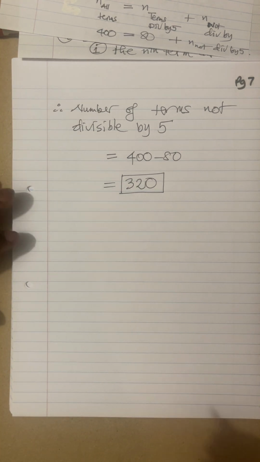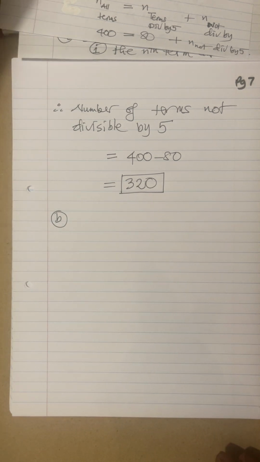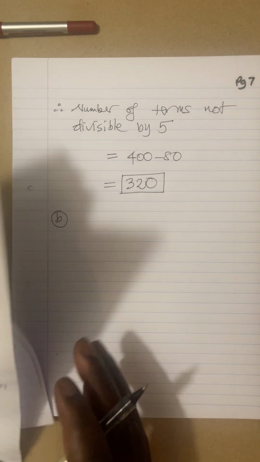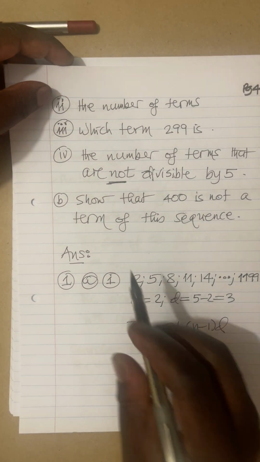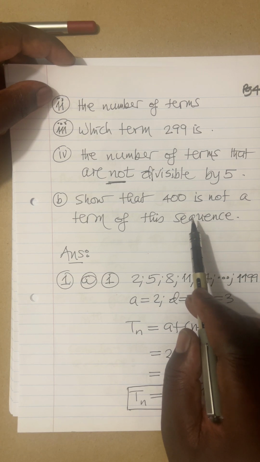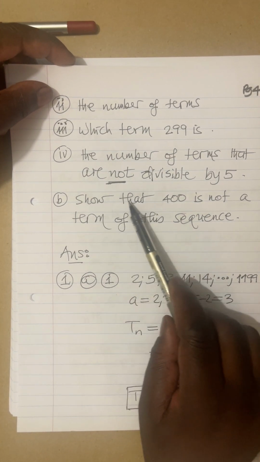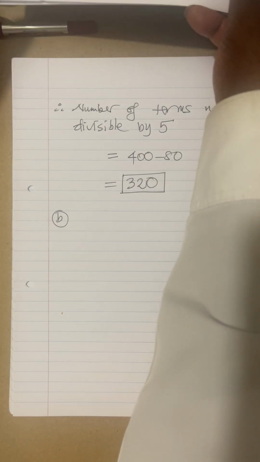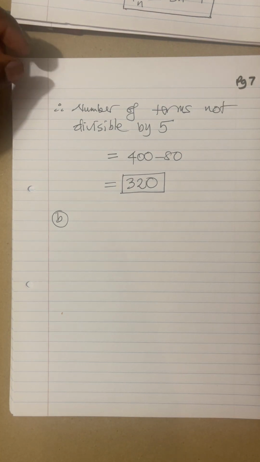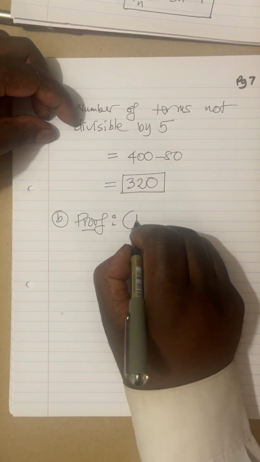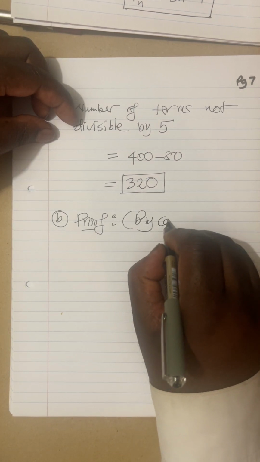So let's go to number B then. What is number B saying? Example 1B, here it is. Number 1B: show that 400 is not a term of this sequence. Whenever you have this kind of question, show that means prove that 400 is not a term. We prove this by contradiction. We assume it is a term and show that it is not. So proof, by contradiction.